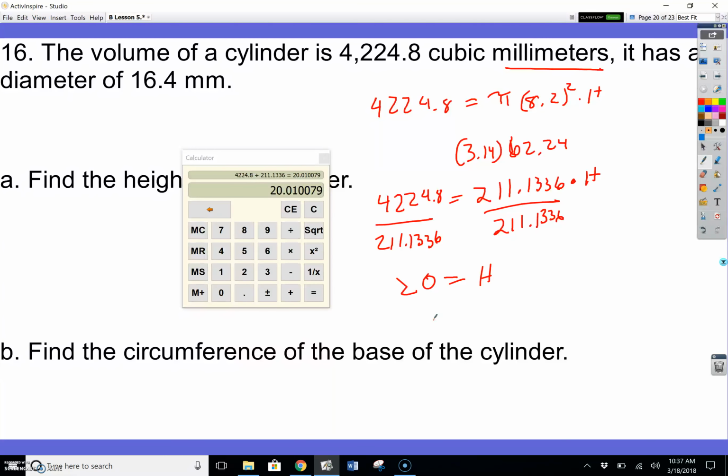Now, we're going to use my units, which is millimeters. So my height is 20 millimeters. There's no cube because what we were just looking for is the height. That's part of the 3D shape, but it's not the 3D shape, okay?